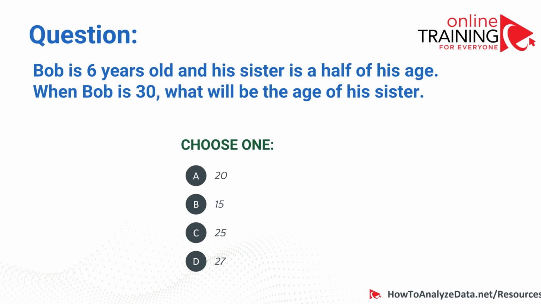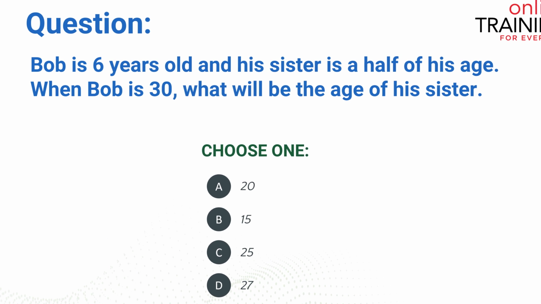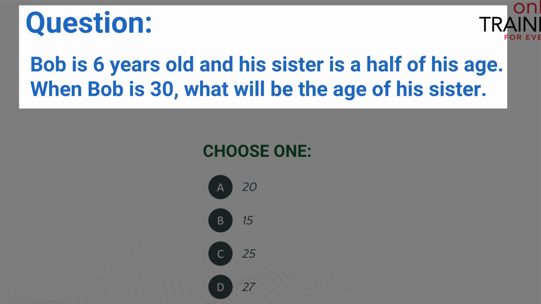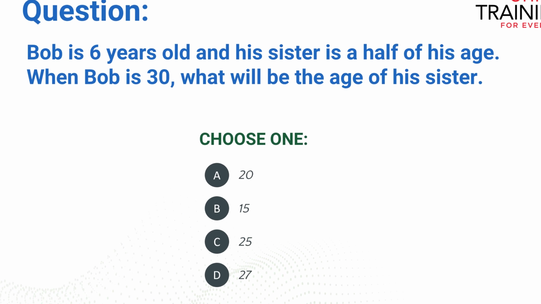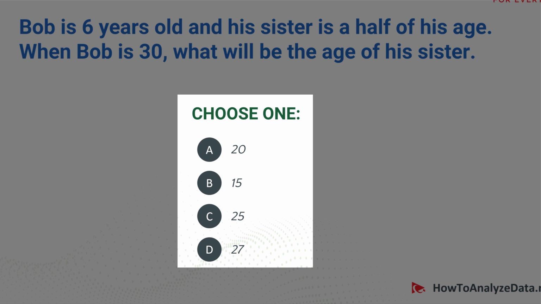Here's another tricky question which can confuse you easily during the test. Bob is 6 years old and his sister is a half of his age. When Bob is 30, what would be the age of his sister? And there are 4 choices: 20, 15, 25, and 27. Which one do you think is right?